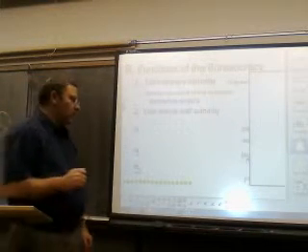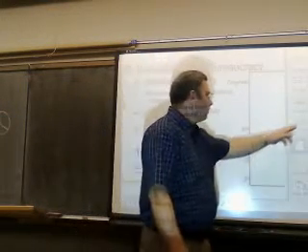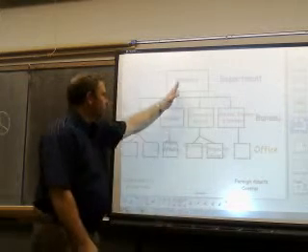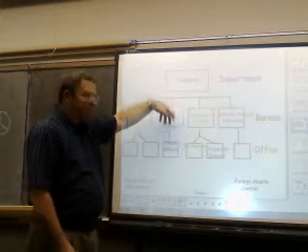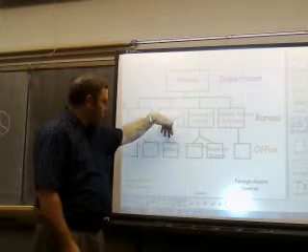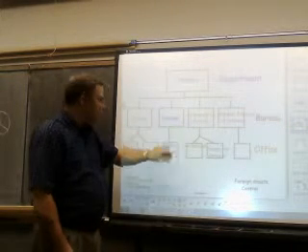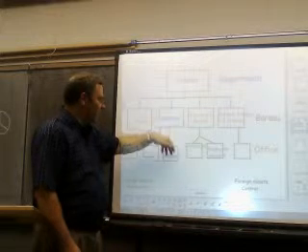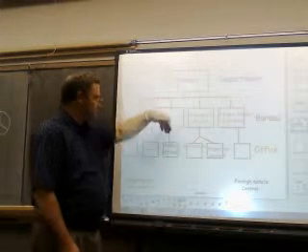Okay, if you're in the line of authority here, like this person, they can make decisions for everything underneath them. That's the line of authority. So this guy can do anything in this area. This guy can make decisions for him and him. This guy can make decisions for all of these.